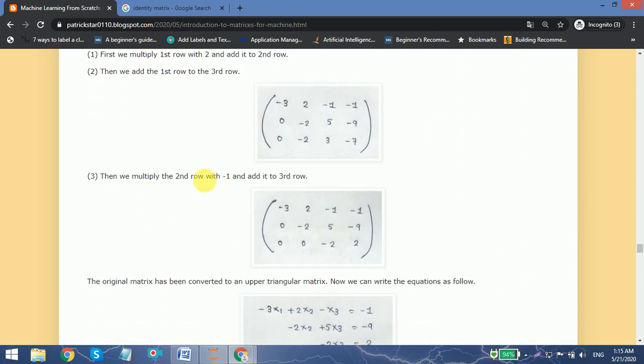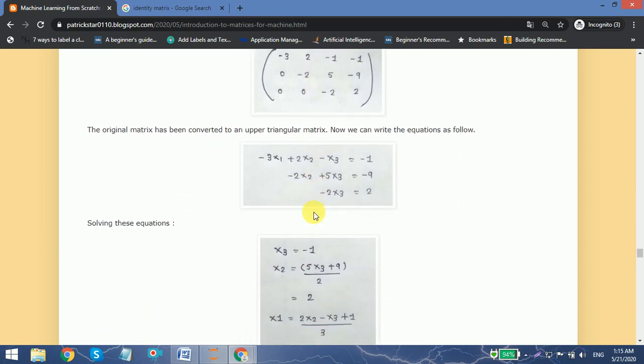Okay, so now we multiply the second row by minus 1 and add it to the third row. If we multiply it by minus 1, then it is going to be 2, minus 5 and 9. Then we are going to add it to the third row, then 2 minus 2 equals 0, and the same operation for the others. So the original matrix has been converted into an upper triangular matrix. Now we can easily write the equations as follows.